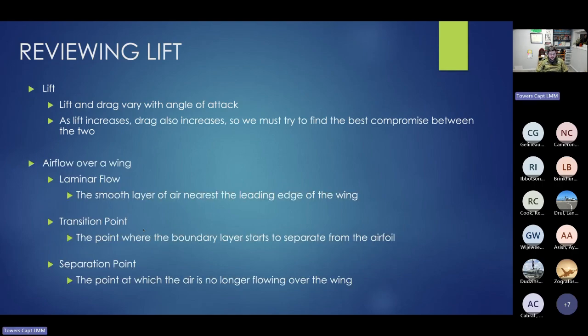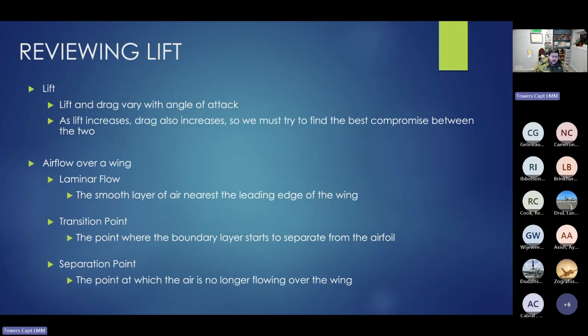All right, reviewing lift. Well, you guys have talked about this in previous theory of flight classes, I'm sure. But lift and drag vary with the angle of attack. So just for a refresher for everyone, the angle of attack is the angle that the wing or the chord line of the wing makes with the relative airflow. So if the air is coming like this, the angle of attack is going to be the angle that that wing, that chord line makes with the relative airflow. As lift increases, drag also increases. So you always have to try to find the best compromise between the two.